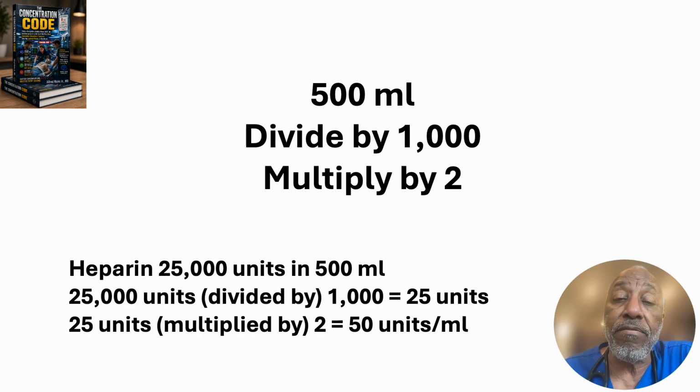The divide by 500 shortcut got you to the concentration in seconds. And from there, the dose calculation is straightforward multiplication.